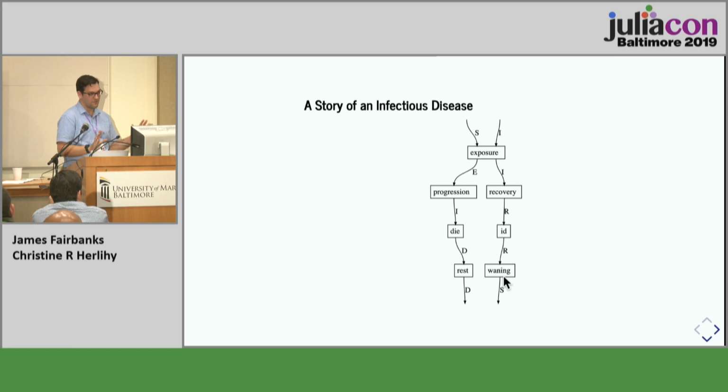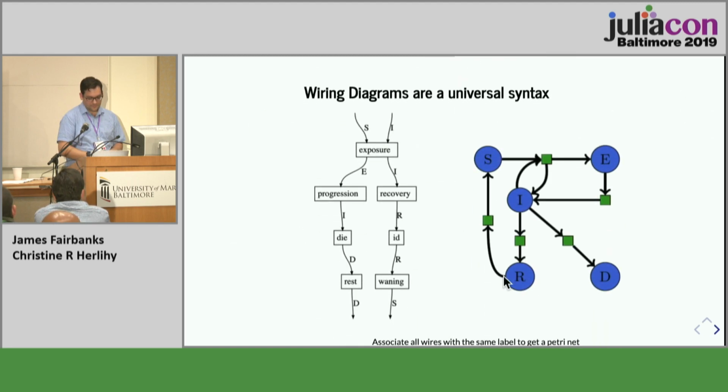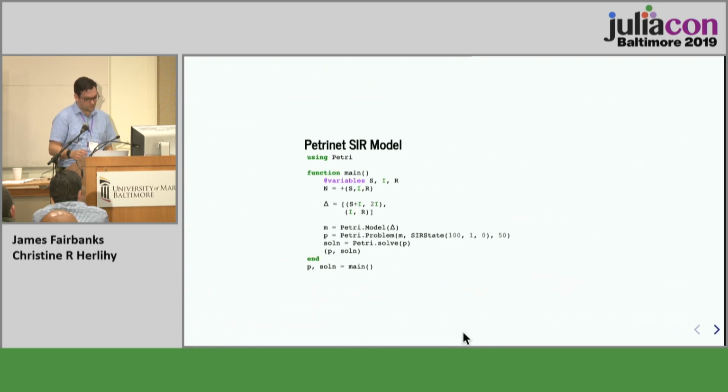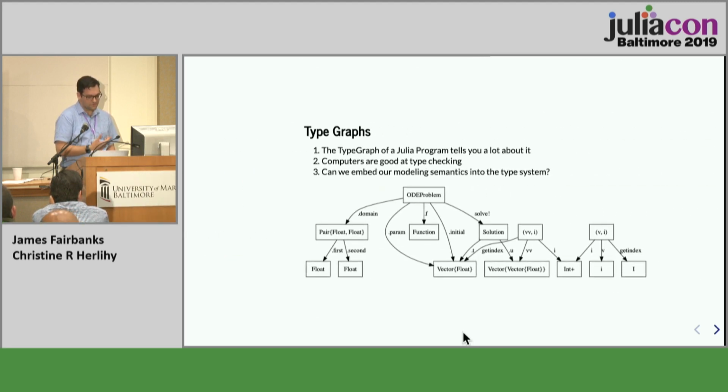I didn't come up with them. They've existed since, like Feynman diagrams are an example in physics. And you can always convert them from wiring diagrams to what are called Petri Nets. This thing on the right is a Petri net. And then you can convert the Petri net into ODEs. Okay. So this is how our software works. You have some Petri net modeling framework. We do some cool stuff with types, but I don't have time to get into it. But if you want to talk about types in Julia, ask questions.